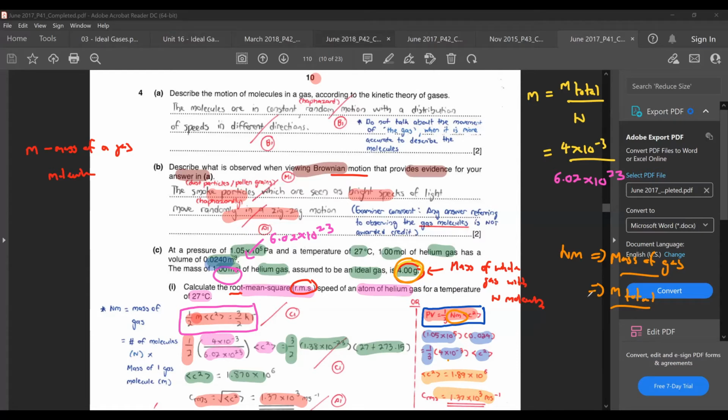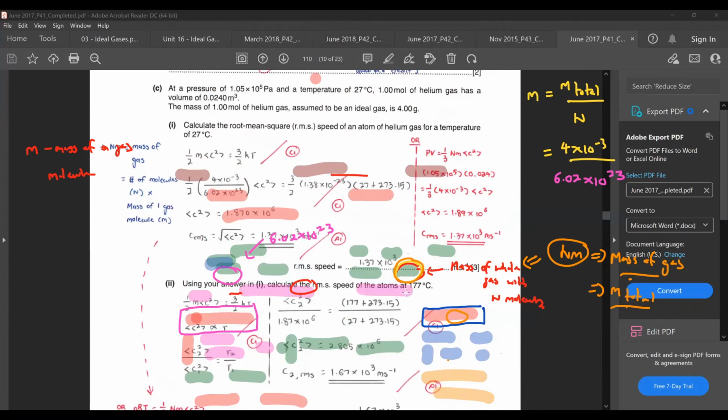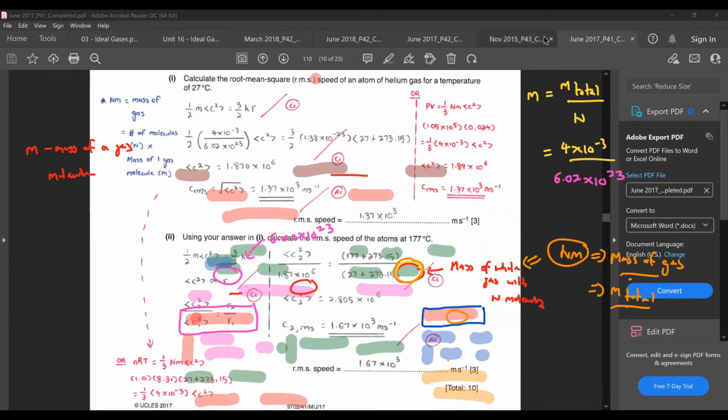All right. So Nm is mass of gas, is mass total. You can also say it's actually the mass of whole gas with N molecules. They all mean the same thing. Okay, so this one is fine. Then after that, moving on to part 2.